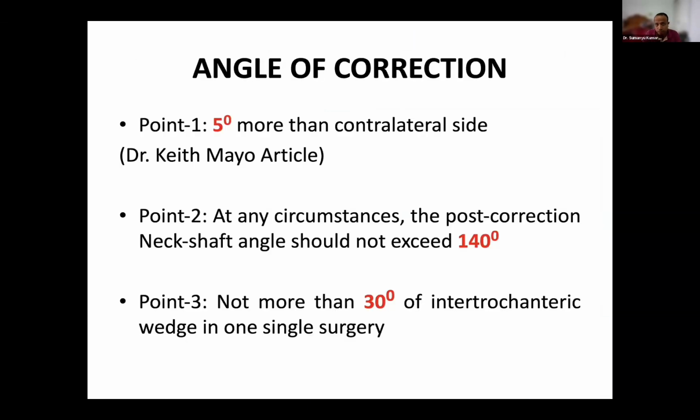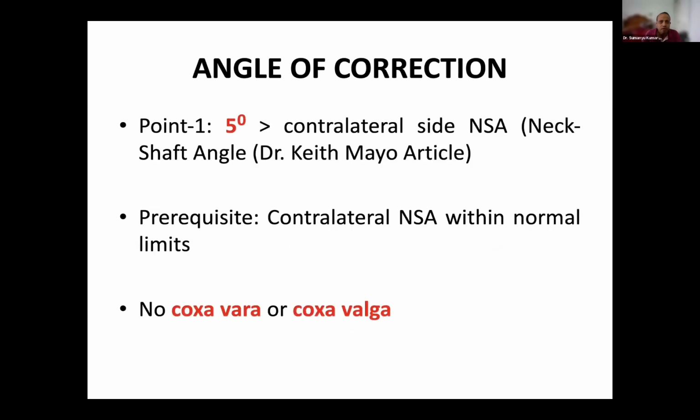Now the question is, once we get a deformity, how much correction should we do? Point number one, by the Keith Mayo article, it should be 5 degrees more than the contralateral side. Another point is that the correction in any circumstance should not go more than 140 degrees of neck shaft angle. And three, we should not take more than 30 degrees of intertrochanteric wedge at any point of time. Coming to point number one, 5 degrees more than the contralateral side, but the prerequisite is that the contralateral side should not have abnormal values. It should not be coxa vara or coxa valga.